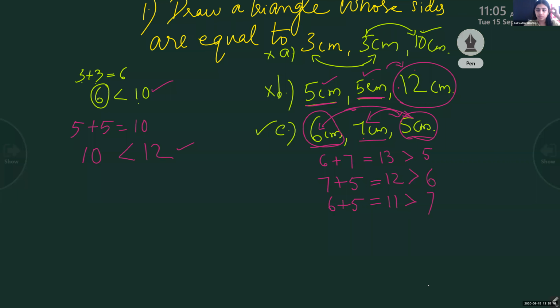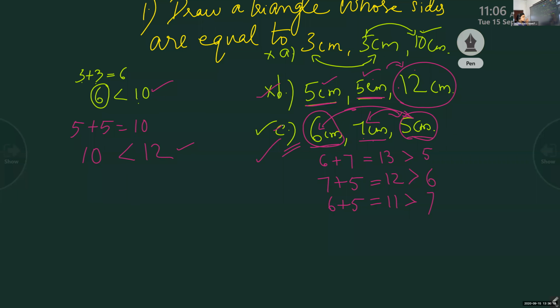So what we got is, when you add any two sides of this triangle, it is always greater than the third side. Whichever side you take and add, it is always greater than the third side. That is why you were able to draw this triangle. Do you understand? But these two triangles you were not able to draw.